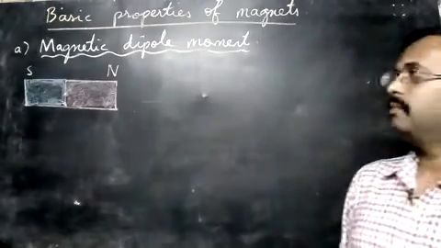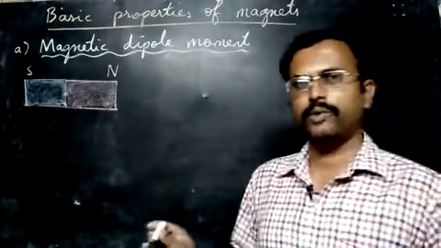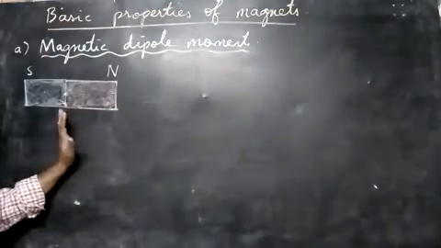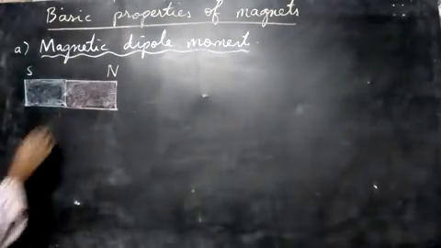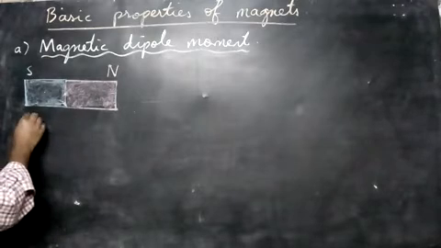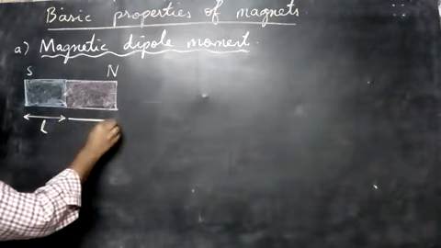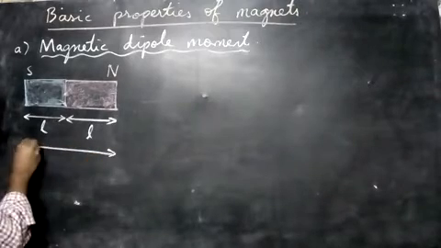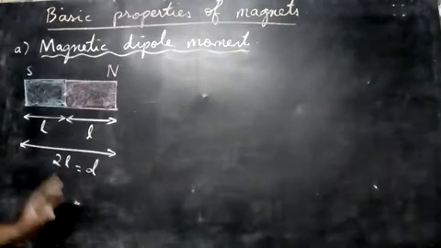Now let us study some basic properties of magnets. The first one is magnetic dipole moment. Let's take a magnet here. There are two poles, the north pole and the south pole. This is the middle, and let the distance from the middle to this end be L. This distance will also be L only. The total distance here will be 2L. You can also see it as D.